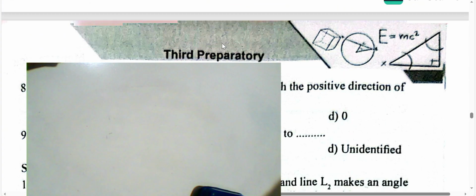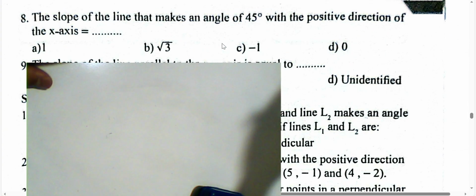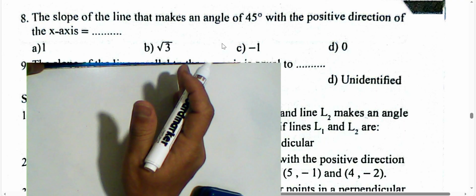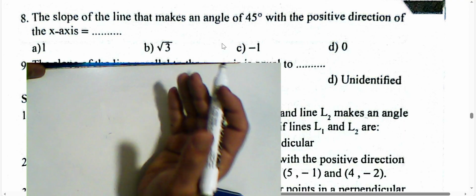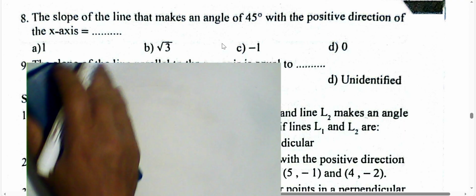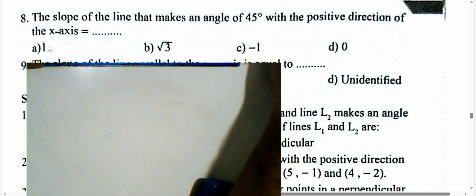Next question. The slope of the line that makes an angle of 45 with the positive direction of the x-axis, what will it be? We can write tan 45, it will be 1. Choose letter A. The answer here will be letter A, okay?